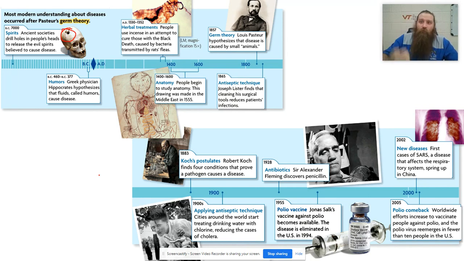And then drill a hole in somebody's head. Later on, the Greeks thought about the humors, like all these different fluids in your body. And if they got out of balance, you could get sick. They didn't really start to study anatomy until the 1400s.